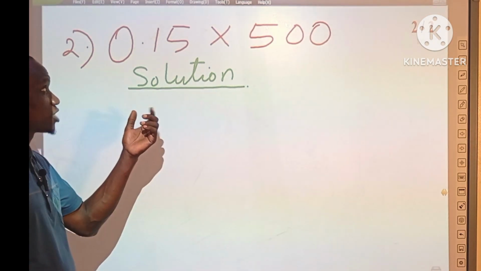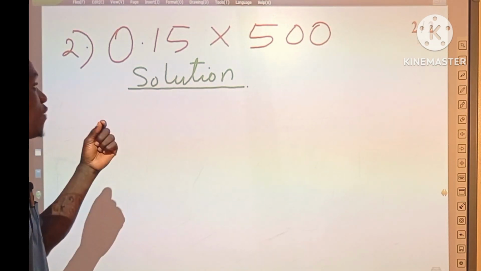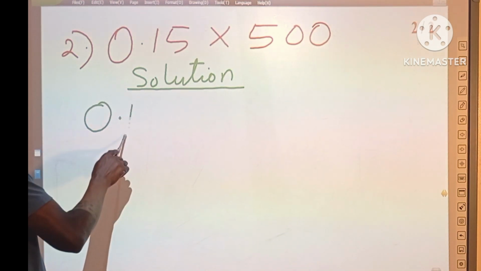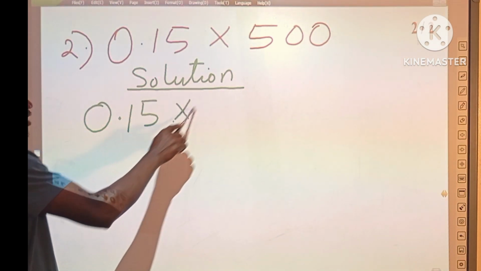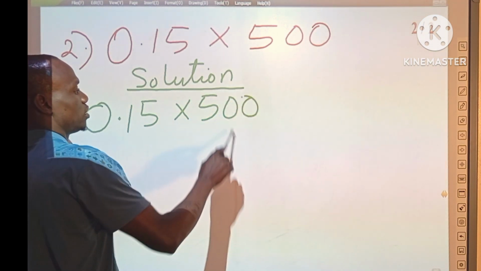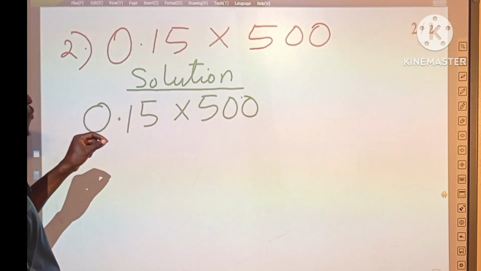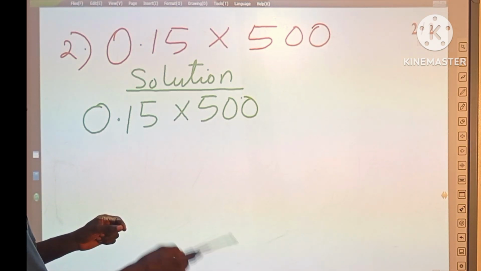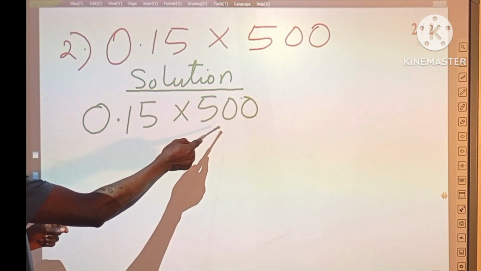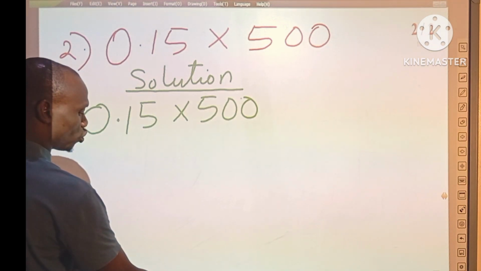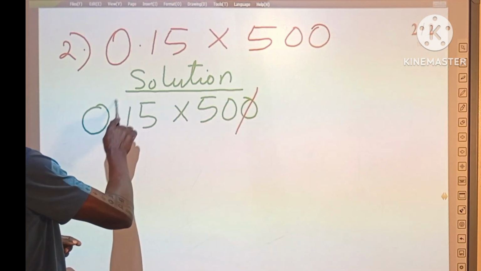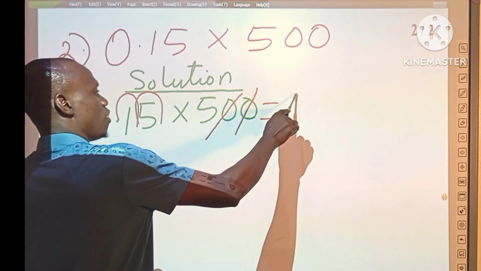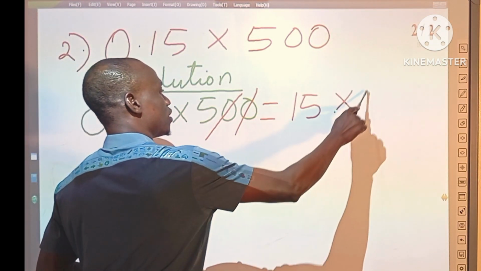Now, in this question, we are asked to multiply 0.15 by 500. So I write out my question, 0.15 times 500. As I said the other time, we move our decimal point to the right hand side according to the number of zeros that the multiplier has. So this multiplier has 2 zeros. So I'm going to move it 2 steps forward. This 0 moves it from here to here. The other 0 moves it from here to here. So this gives us 15 times 5.